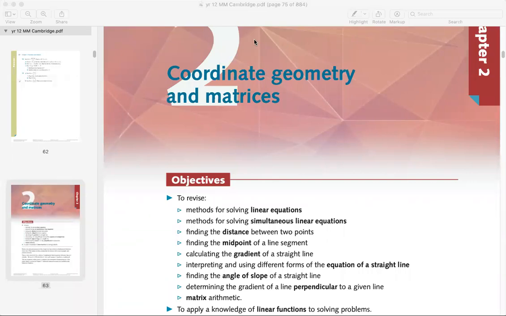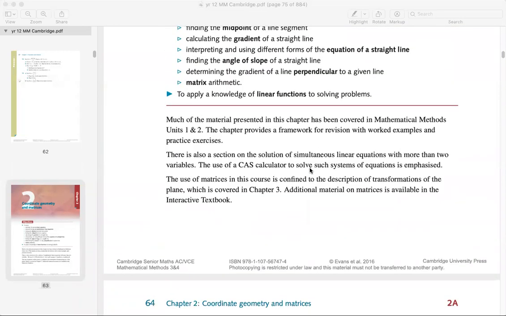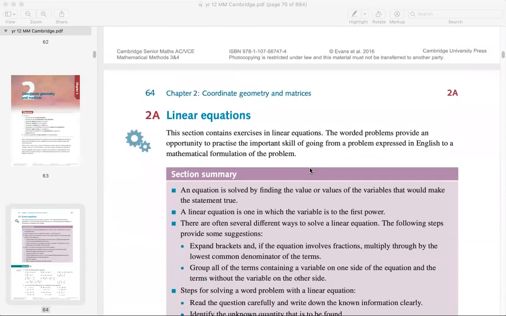Now we are up to chapter 2, coordinates, geometry, and matrix. It is a really fancy name, but essentially, it's just about linear equations and how to solve simultaneous equations. And this one is actually 99% covered in year 11. So let's do a quick revision of this whole chapter, okay?